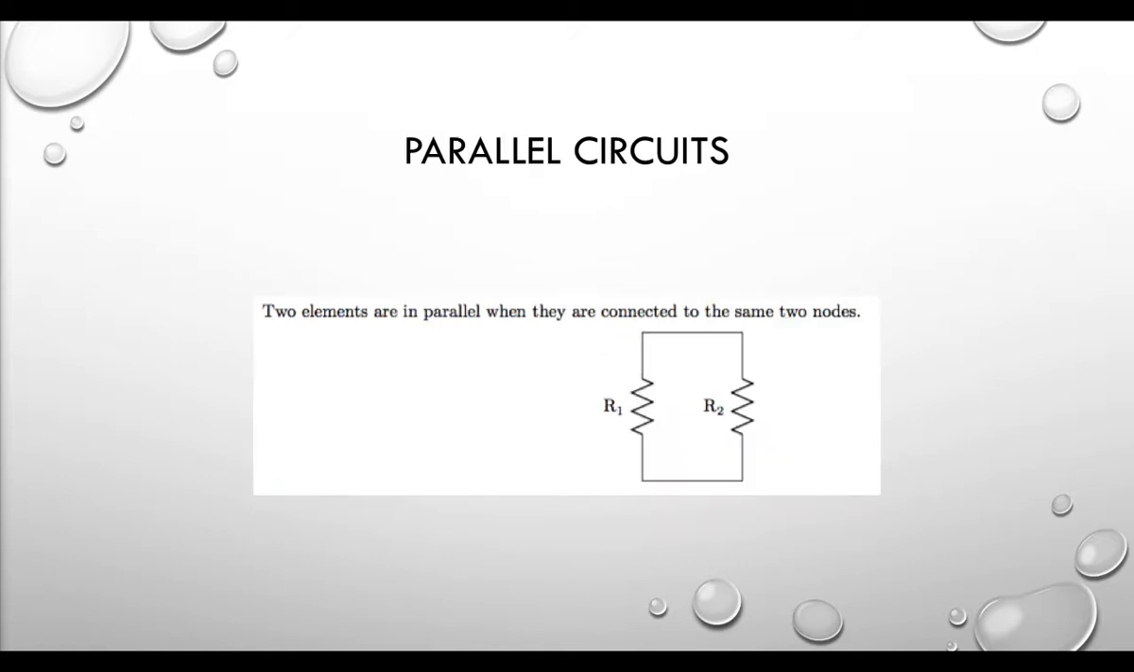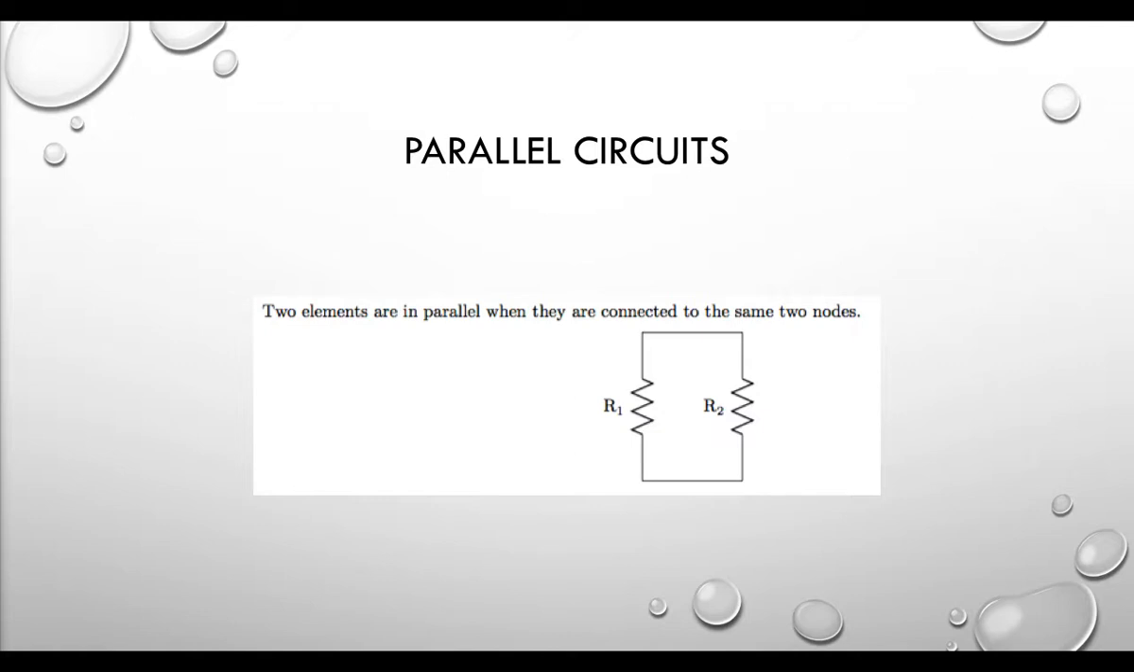So the other configuration we want to talk about today is when they're in parallel. Two elements are in parallel when they're connected between the same two nodes. And here in this diagram, R1 and R2 are connected between the same two nodes. The line at the top is a node, and the line at the bottom is a separate node.